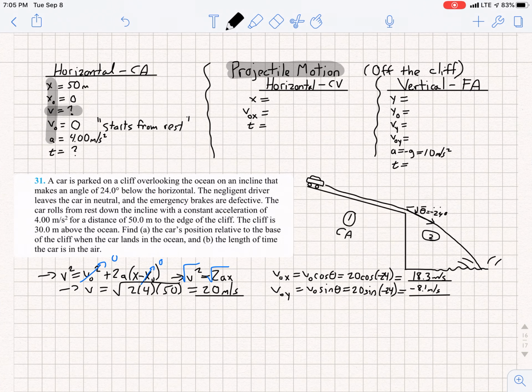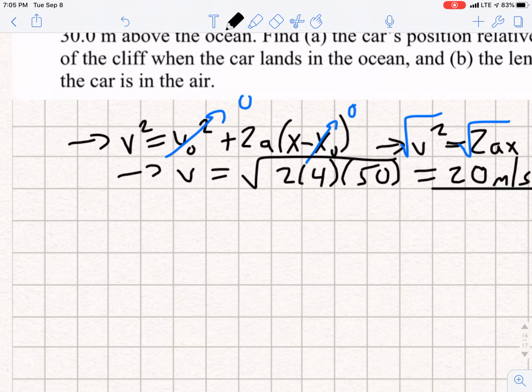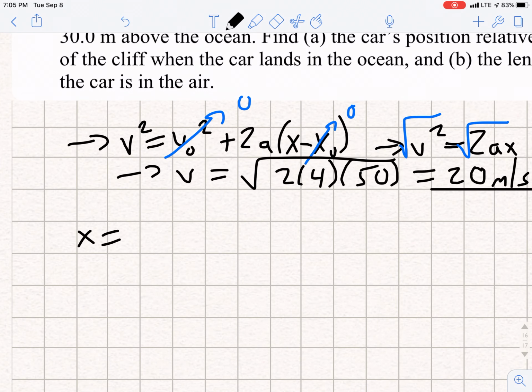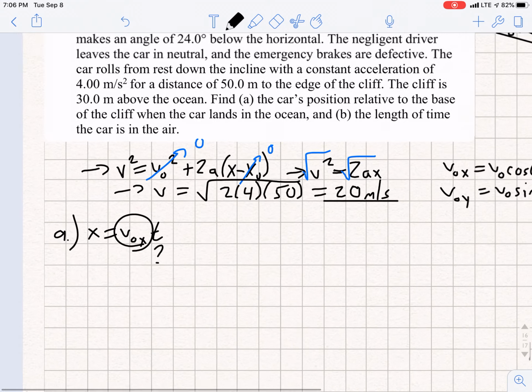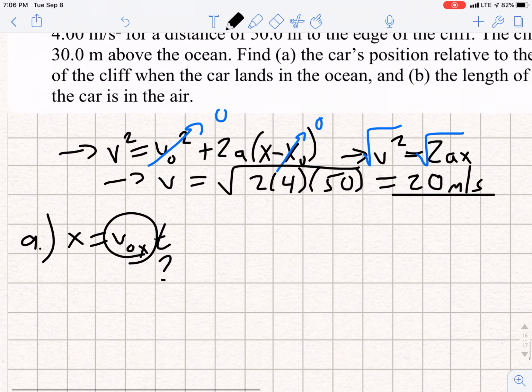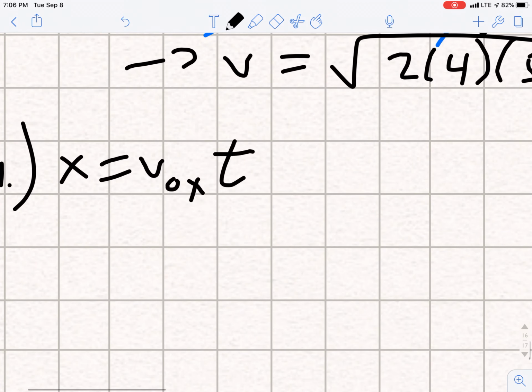Now, in this one, it's asking us to find the position of the car relative to the base of the cliff. So we're basically using x equals v naught x t. Now we've got this, we don't know the time. So this might be one of those problems where it's best to look at part B, which is asking for the time it's going to be in the air, and then come back and do part A. So that's what we're going to do. We're going to hold off on this question here.